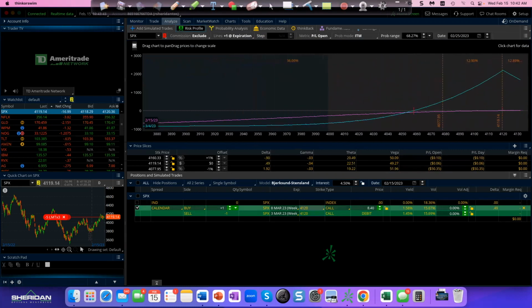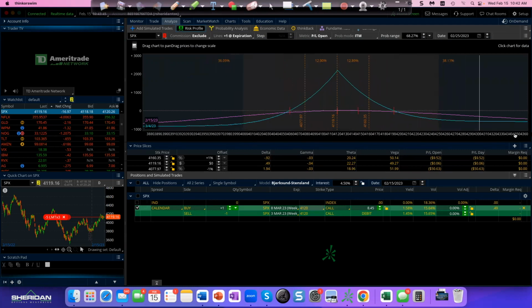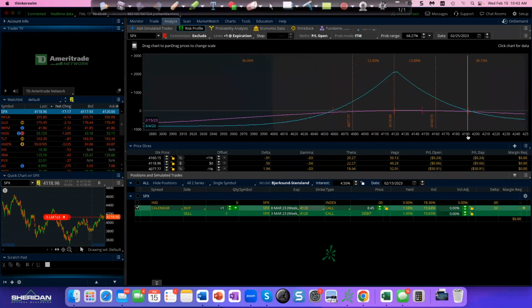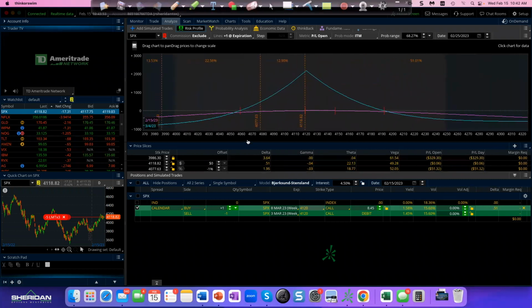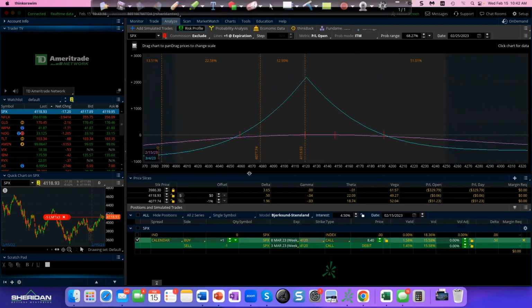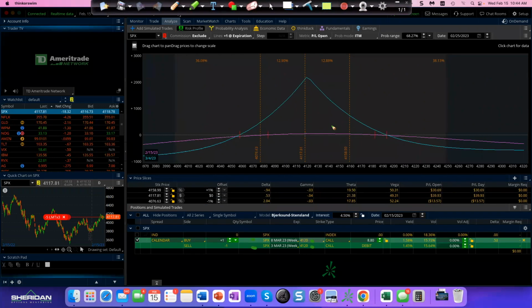So if you look at this, 41.20, let me just make it a little bigger for you. There we go. So, in a calendar, what is a calendar? You're buying the farther out expiration, you're selling the closer in, and you're doing the same strike. If you're neutral on the stock, you're doing more at the money, bullish, use a higher strike. If you're bearish, use a lower strike. So here we are around 41.18, at the money would be 41.20.